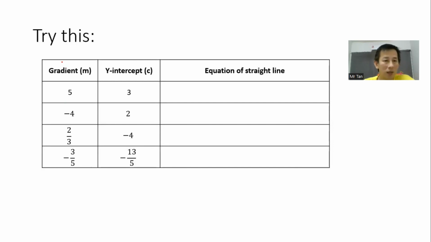Find the equation of this line. The first one, the gradient is 5 and the y-intercept is 3. So the equation will be y = 5x + 3. The second one, the gradient is -4 and the y-intercept c is 2. So the equation will be y = -4x + 2. The third one, the gradient is 2/3 and the y-intercept is -4.